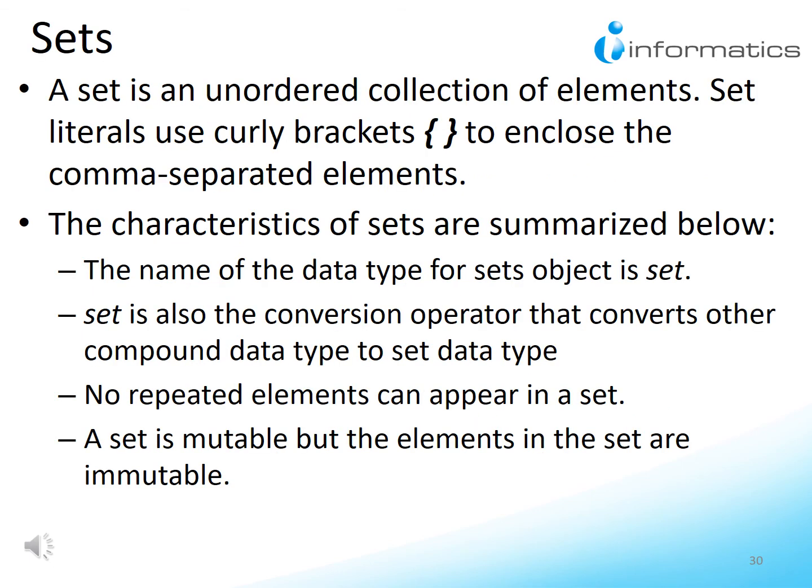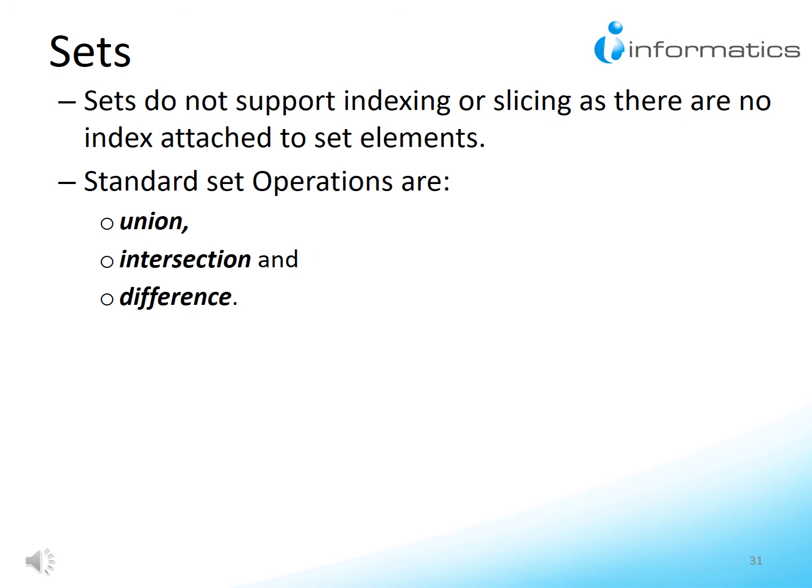Sets. A set is an unordered collection of elements. Set literals use curly brackets to enclose the comma-separated elements. The characteristics of sets are summarized below. The name of the data type for set objects is set. Set is also the conversion operator that converts other compound data types to set data type. No repeated elements can appear in a set. A set is mutable but the elements in the set are immutable. Sets do not support indexing or slicing, as there is no index attached to set elements. Standard set operations are union, intersection, and difference.